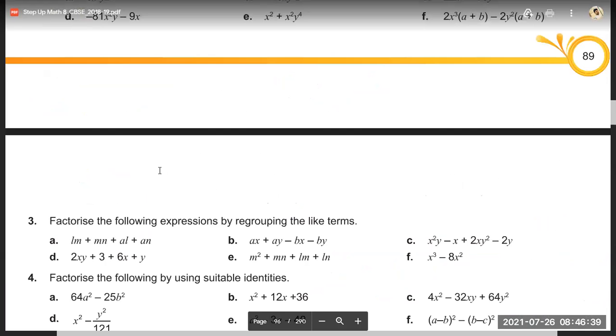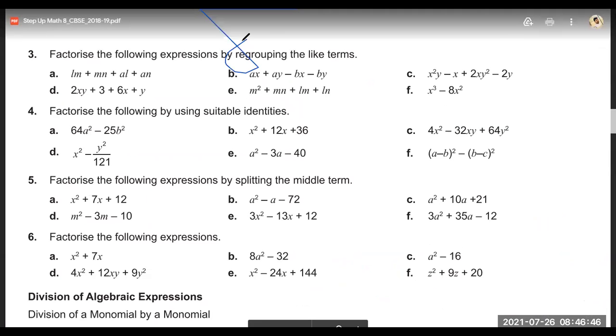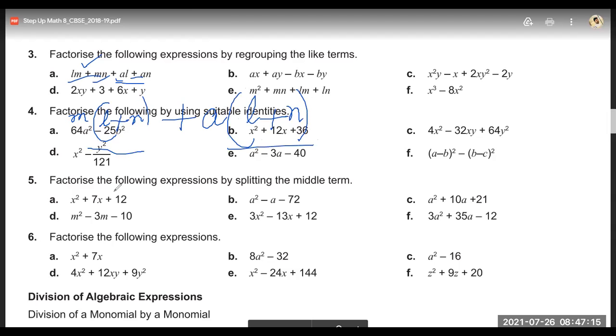That's question number 2. Then question number 3 is regrouping the like terms. Here you have to regroup the like terms as we discussed in the example: lm plus mn, la plus an. So you take any two terms, l m. In these two terms you have m common, m bracket, l left inside and n left inside, plus in these two terms you can take common a. So a is taken common, l is left inside, plus n inside. So you see that l plus n and l plus n, they are the same.